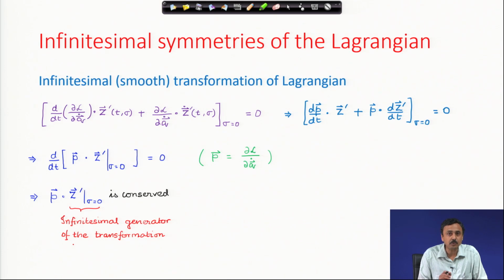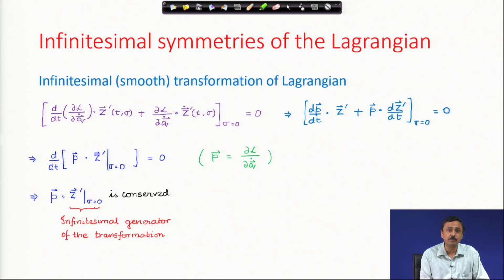Therefore, around our unperturbed system, if I give a small infinitesimal transformation, then the Lagrangian is not changing. That is the meaning of d L tilde d sigma at sigma equal to 0 being equal to 0. That means, around that sigma equal to 0, which is our original Lagrangian, if I give an infinitesimal smooth transformation, then the Lagrangian is not changing. Then we say that there is a conserved quantity, and how to find that conserved quantity?